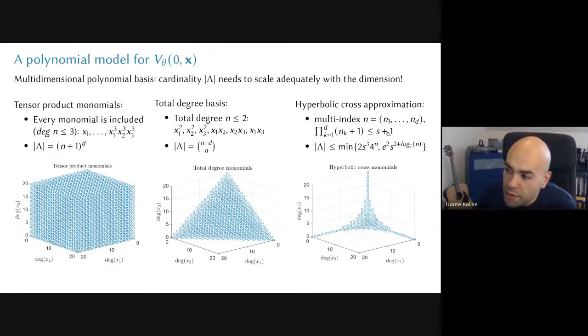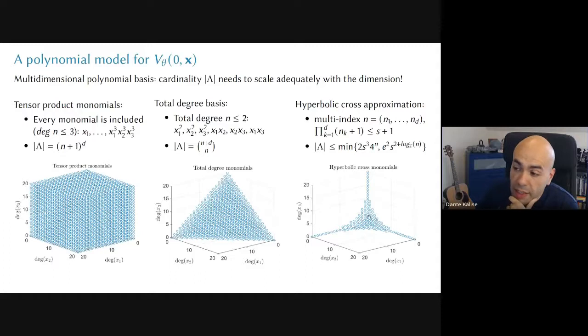So in order to have a product here less than 3, you need to have 1 times 1 times 2, or 1 times 2 times 1, or 3 times 1 times 1, but you cannot have 3 times 2 times 1 because then you go to 6. So this is called the hyperbolic cross, and it's a much more restrictive selection of monomials. And this is the one that allows us to take very high dimensional spaces.